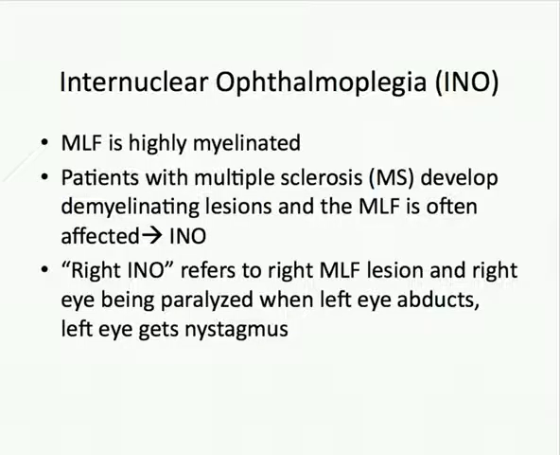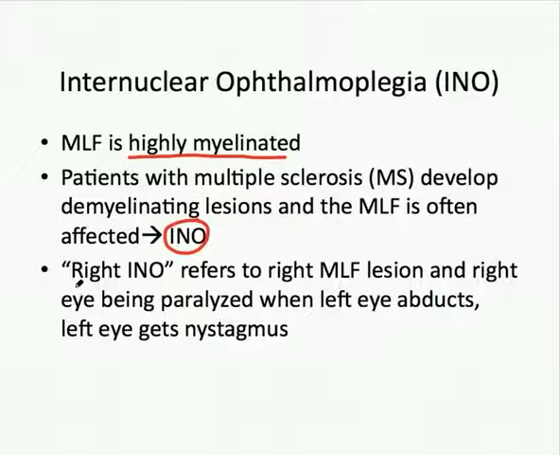So INOs are important clinically because the medial longitudinal fasciculi are tracts that are highly myelinated. And so patients that have the disease multiple sclerosis, which causes them to develop demyelinating lesions, often have the medial longitudinal fasciculi as the first affected. And so their presenting symptom might be a right INO or a left INO or a bilateral INO. And that's why this is important.